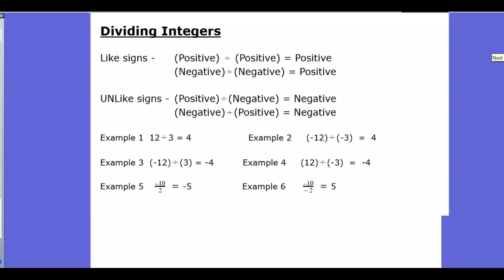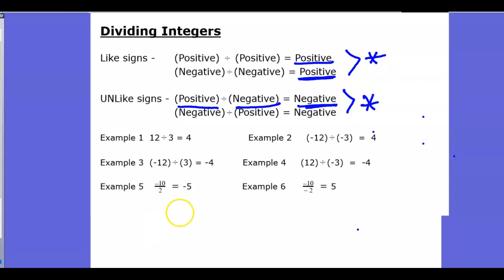Okay, again, a positive divided by a positive is a positive. A negative divided by a negative is also a positive. So again, if both of the signs are the same, we get a positive answer. But if we have different signs, a positive divided by a negative, that's where we get our negative. And a negative divided by a positive is also a negative. Okay, so again, both signs need to be the same to get that positive answer. And if they're opposites, then we get that negative answer.